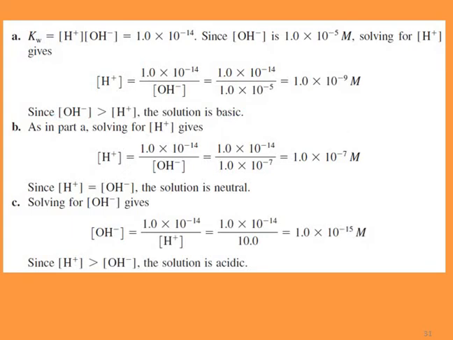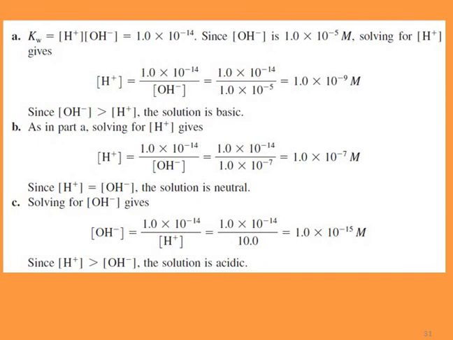So in the first case, we had 10 to the power of negative 5 concentration for hydroxide ion. We know proton times hydroxide ion is 10 to the power of negative 14. So if we want to find the proton concentration, it's going to be 10 to the power of negative 14 divided by 10 to the power of negative 5. That will be 10 to the power of negative 9. So since the concentration of hydroxide ion is greater than concentration of proton, we say that the solution is basic.